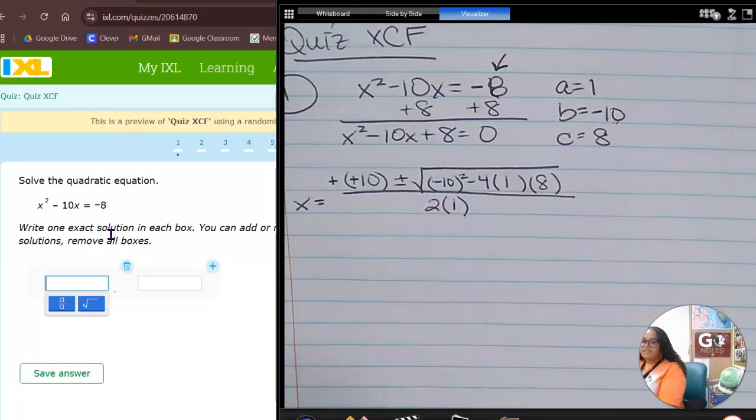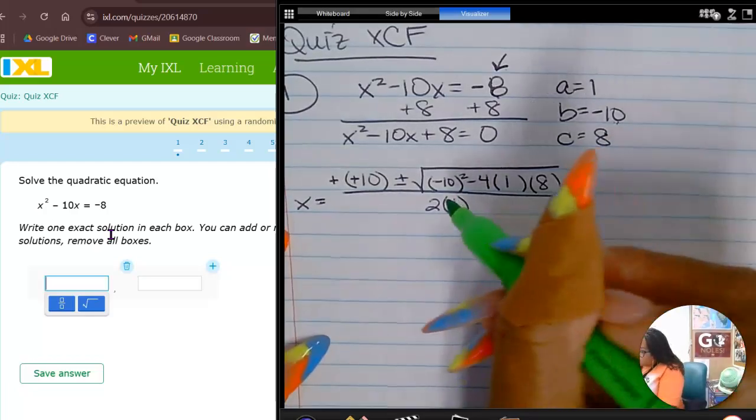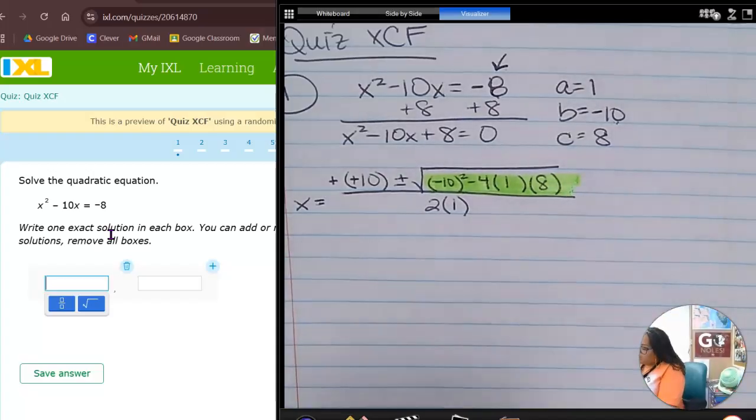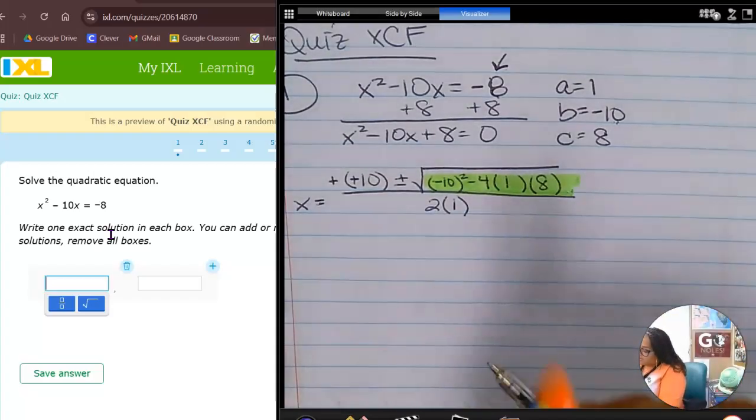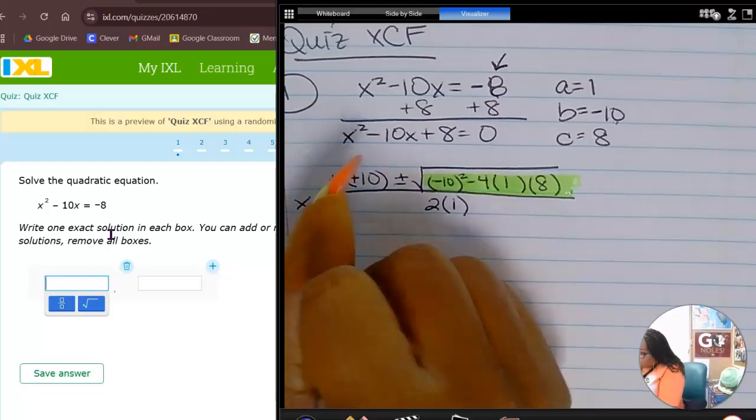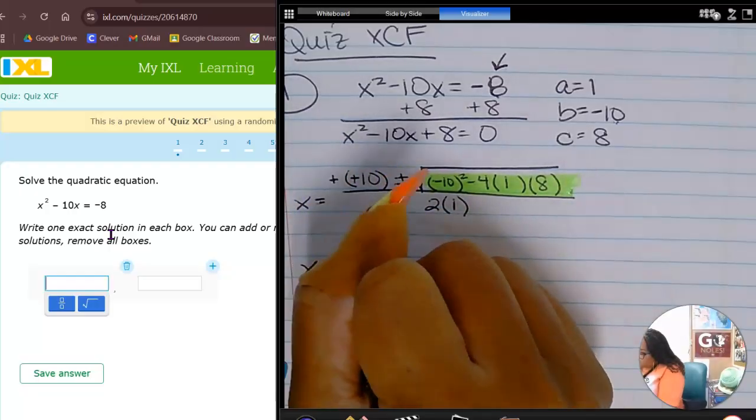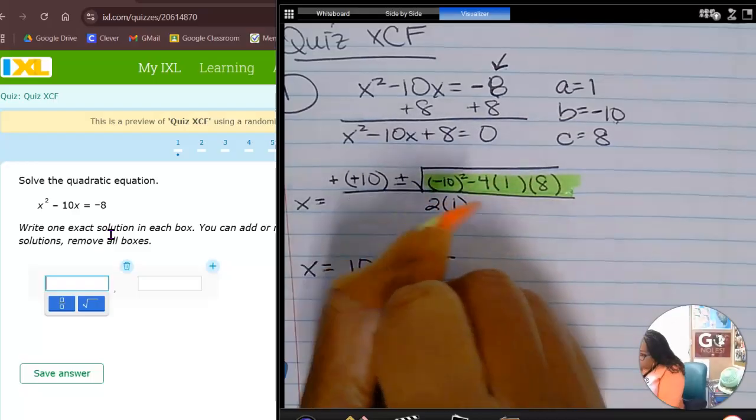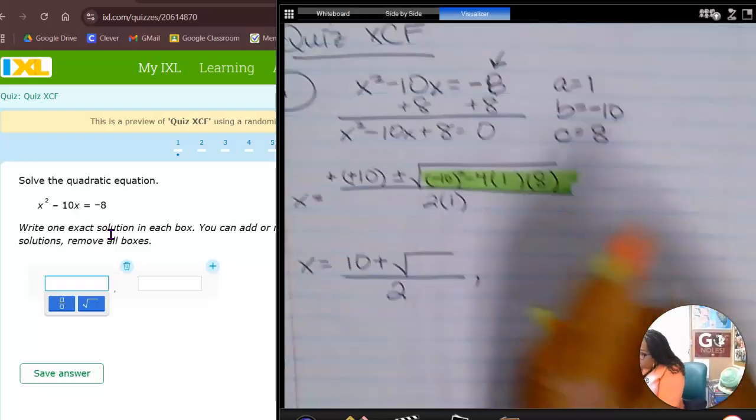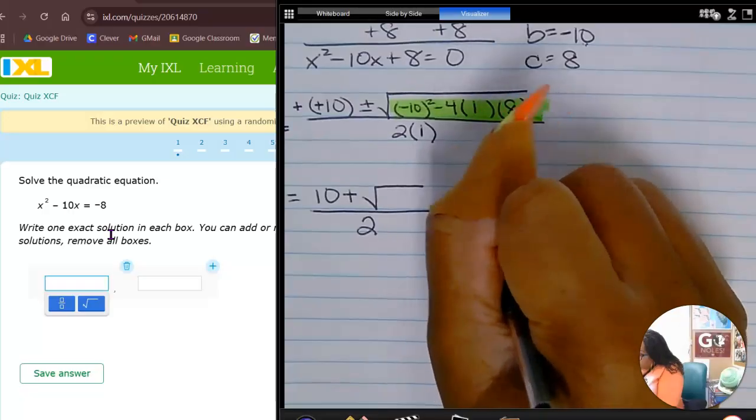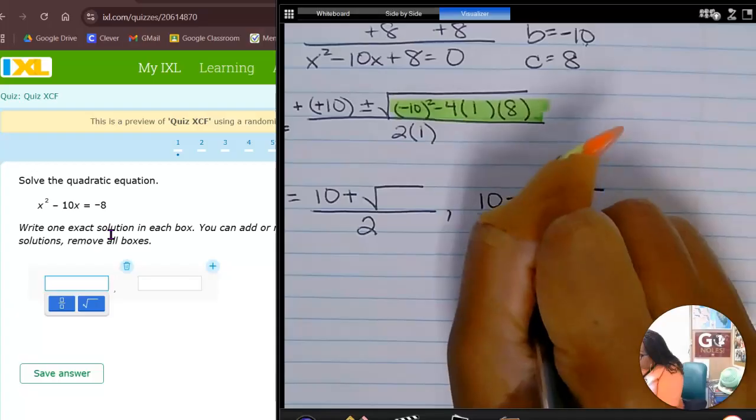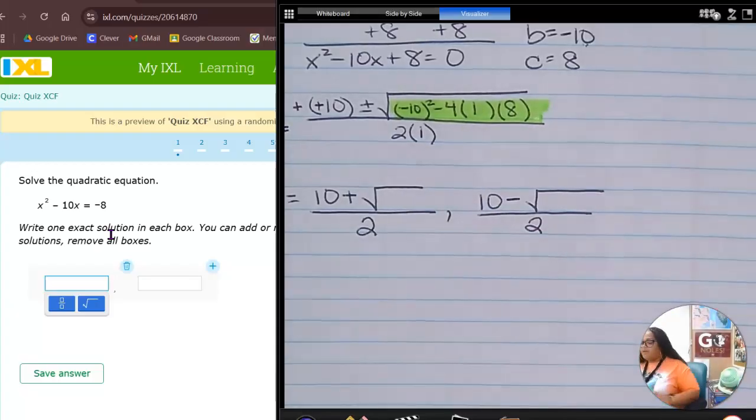Then, who goes into Desmos? All of this goes into Desmos. Then you'll have one answer that says x equals 10 plus whatever this is, all divided by 2, comma, 10 minus whatever that is, all divided by 2. Let me make sure it's not a perfect square.